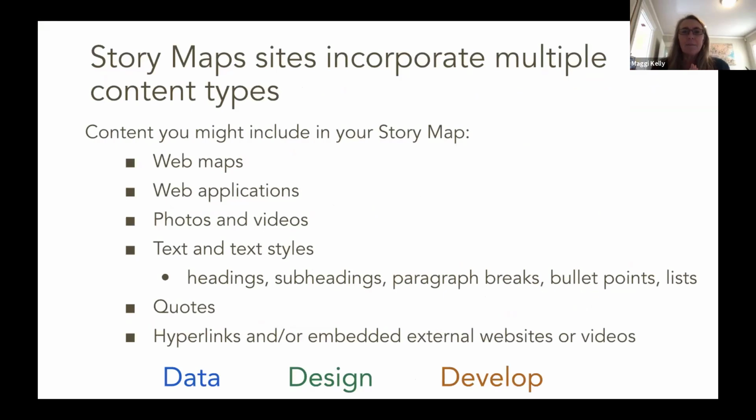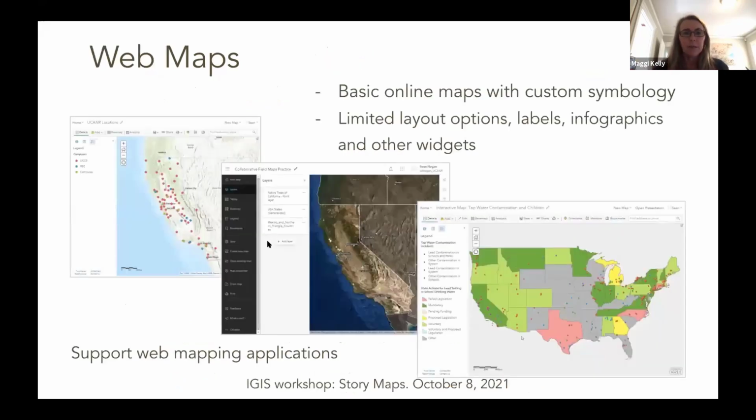Again, they incorporate multiple content types. So these aren't just maps. They have maps embedded. They also can have web apps embedded, but they can include photos and videos and text stylings and quotes and hyperlinks. These are the full package that allow you to tell your story in a really content-rich way. And we like to, in these workshops, think about the data, design, and develop process. That's what we're going to walk you through here.